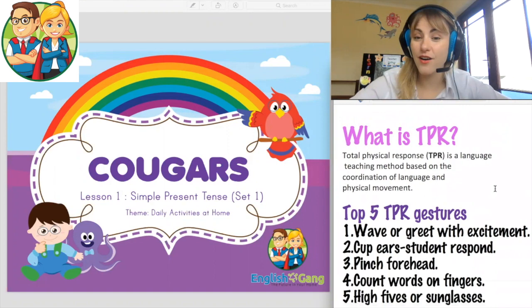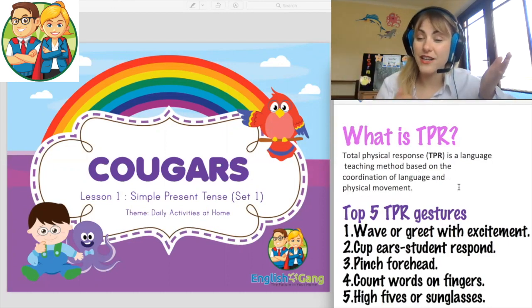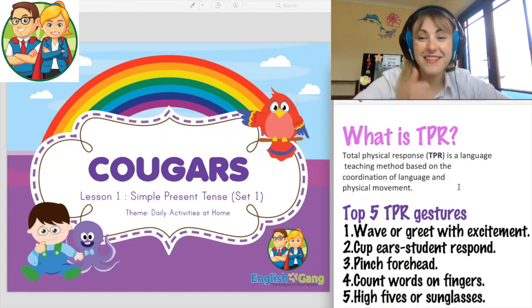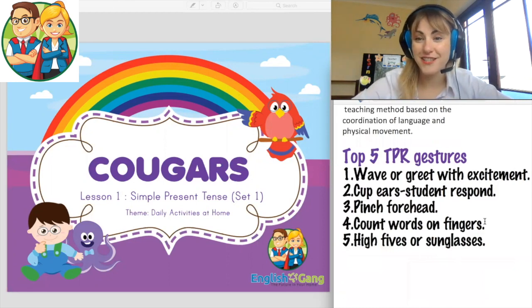Well, TPR, or Total Physical Response, is a language teaching method based on coordination of language and physical movement. So this is a great strategy to use in your classes to engage the students, to make them feel welcome, and to also keep their concentration, especially if they are young learners. So my 5 TPR gestures that I use most in my classes.